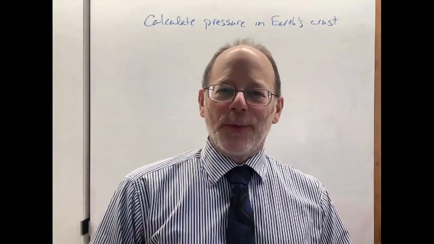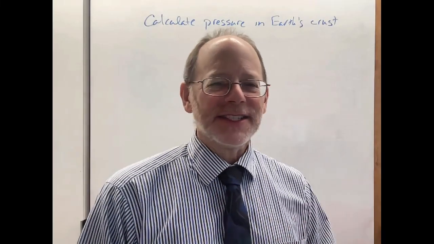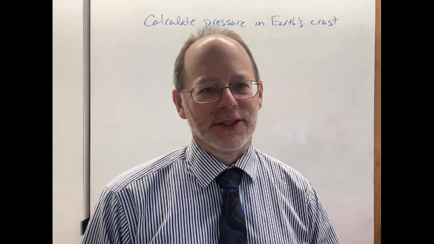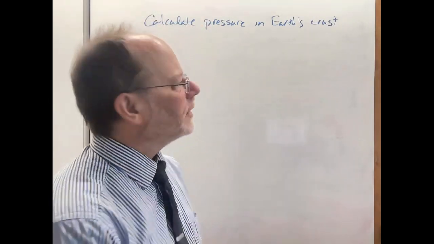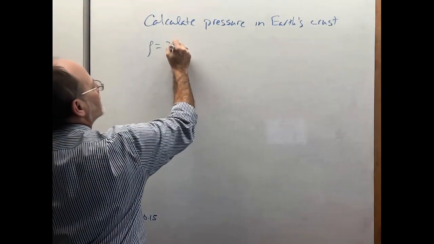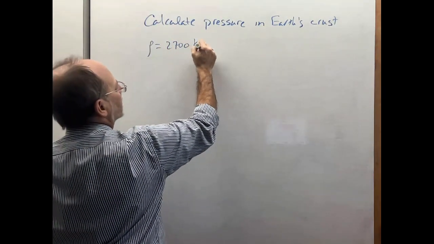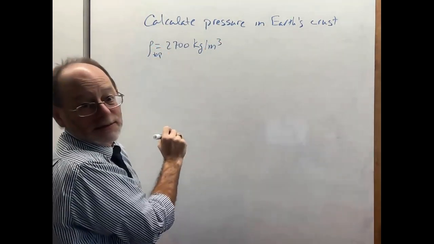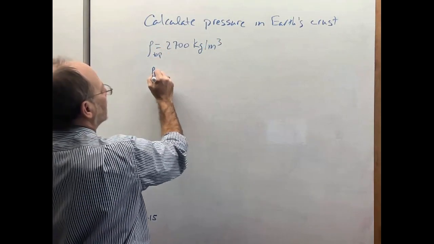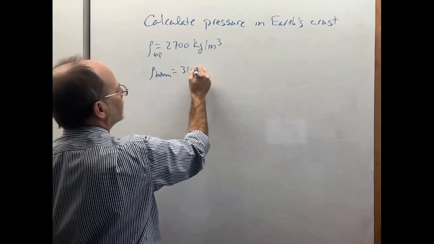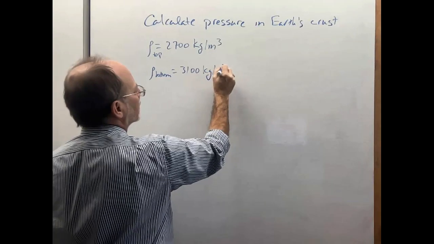Okay, so now what happens if the density isn't constant, right? It's lighter at the top of the crust, it gets denser and denser as you go down. Well, let's think about this. Suppose you have a density of 2,700 kilograms per meter cubed at the top of the crust, and let's imagine at the bottom it's equal to 3,100 kilograms per meter cubed.